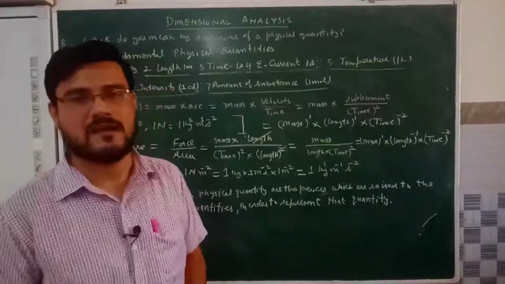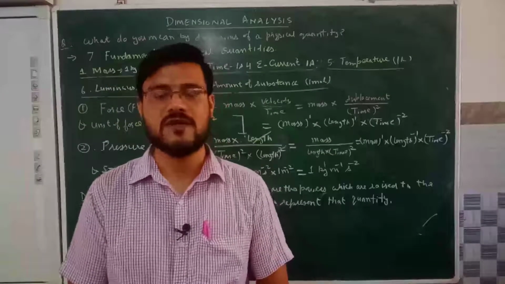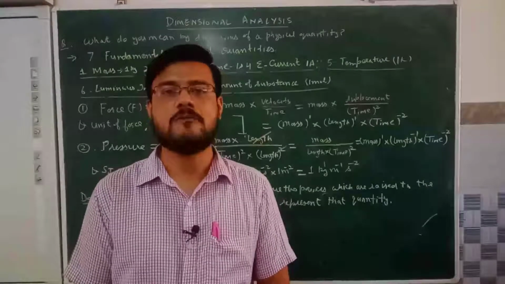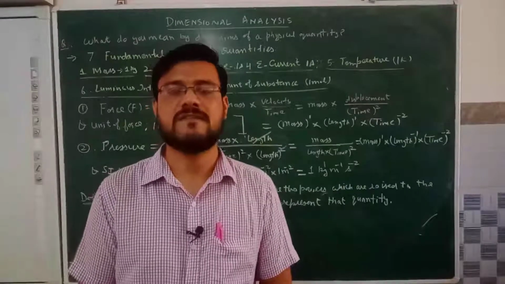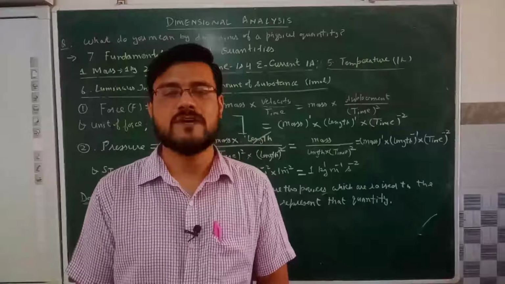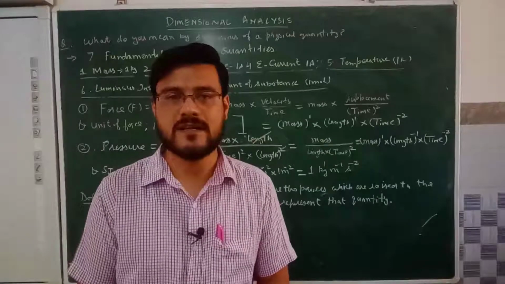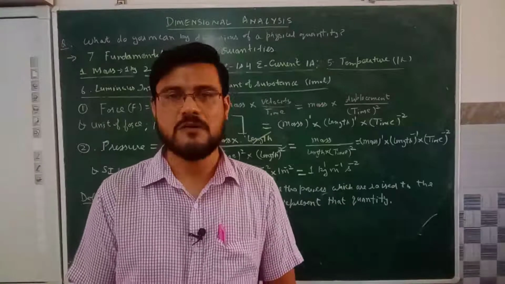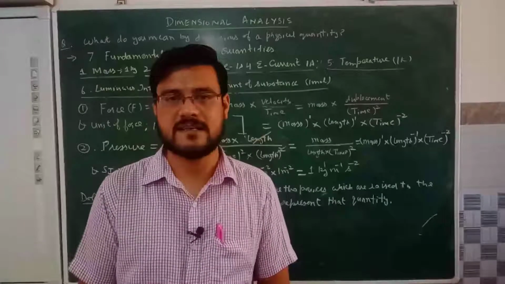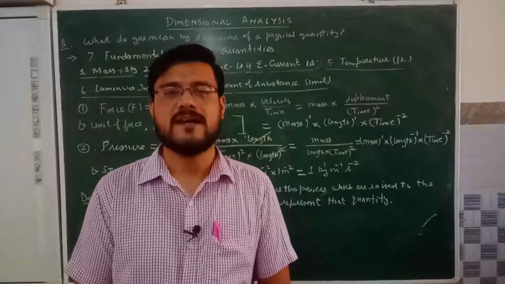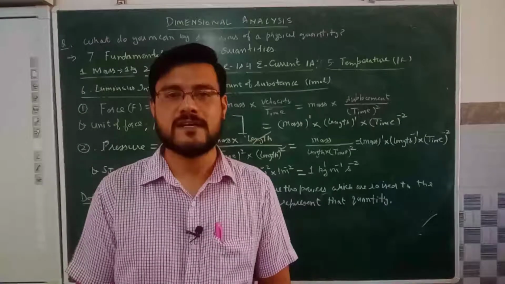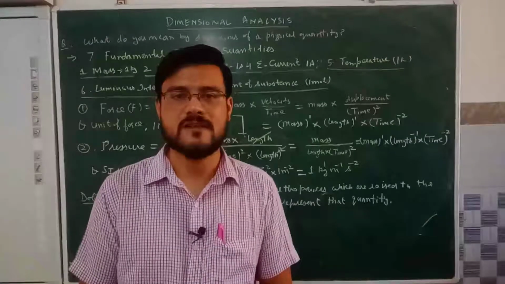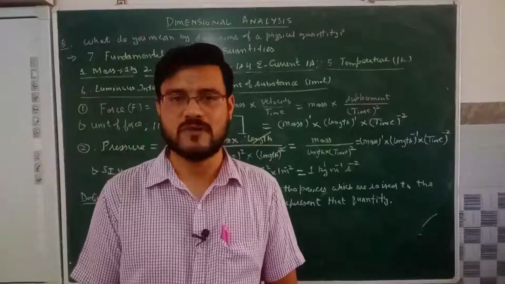I hope it is clear to you what we mean by the dimensions of a physical quantity and how we can write down the dimensions of a physical quantity either from the formula of the derived physical quantity or by using its unit. In the next lecture we will try to understand how exactly we can write down an important formula for the different physical quantities, called the dimensional formula. Thank you.